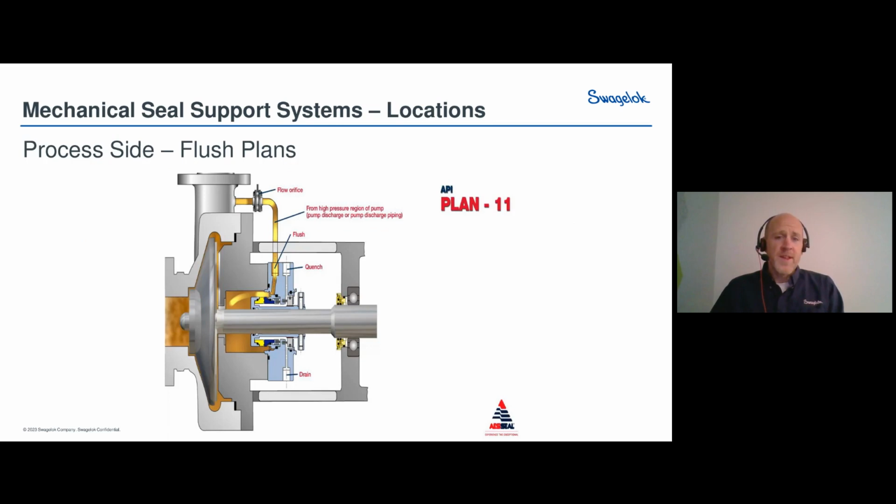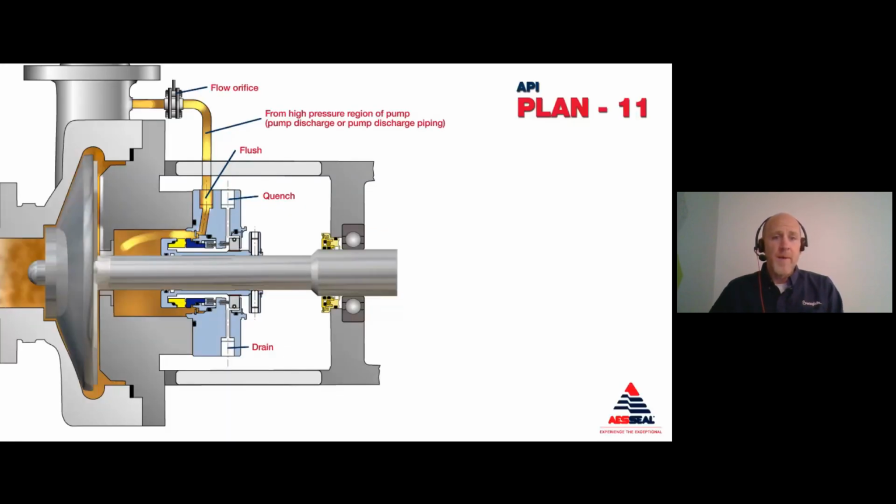All right, so we're going to take a look at a Plan 11. This is one of the basic flush plans that we have that's defined by API. With this, you're actually using the pumped fluid on the discharge side, and we're flowing back through the seal and into the seal chamber. You can see how that flush fluid goes right past the seal faces there.